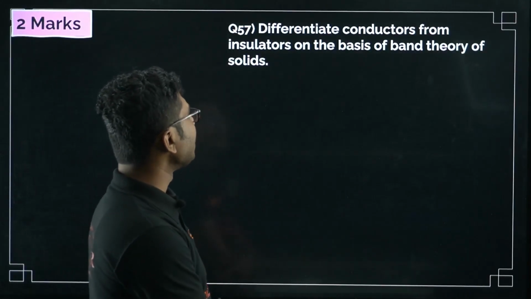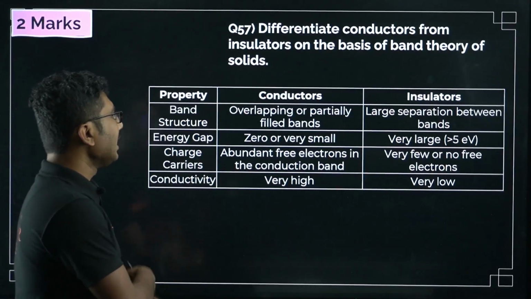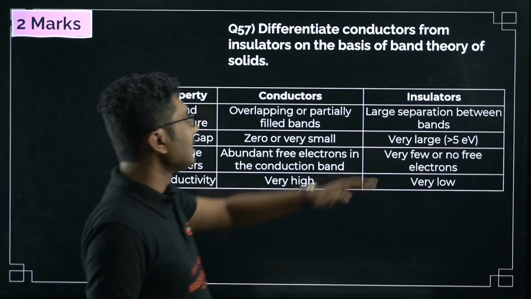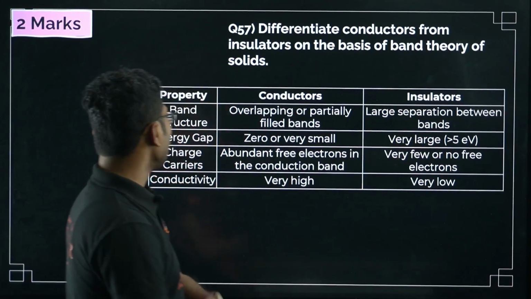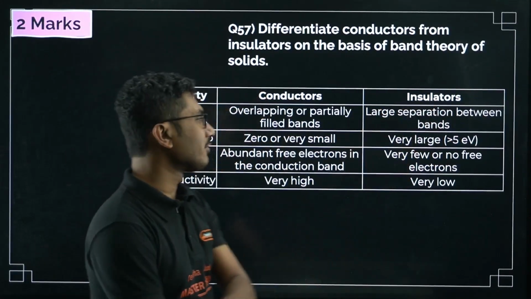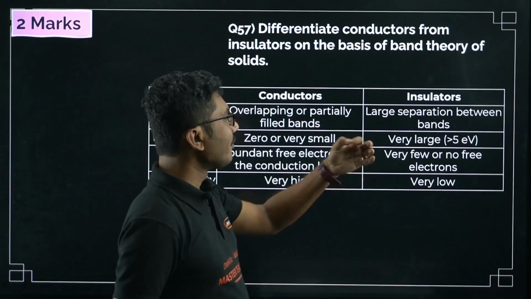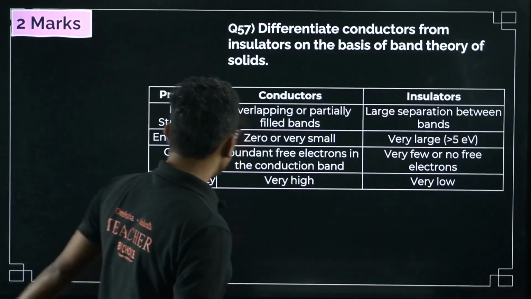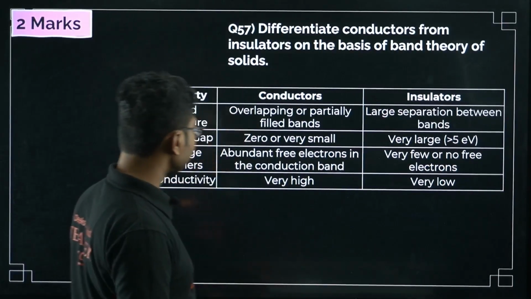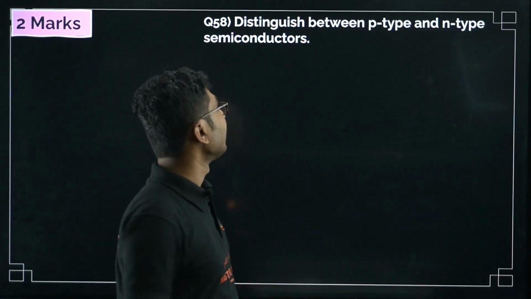Differentiate conductors from insulators on the basis of band theory of solids. So let's see. Band theory of conductors: overlapping partially filled bands; insulators: large separation between the bands. Energy gap: 0 or very small for conductors, very large, greater than 5 electron volt, for insulators. Charge carriers: abundant free electrons in the conduction band for conductors, very few or no free electrons for insulators. Conductivity: very high for conductors, very low for insulators. Any 2 or 3 points based on the question number is sufficient.